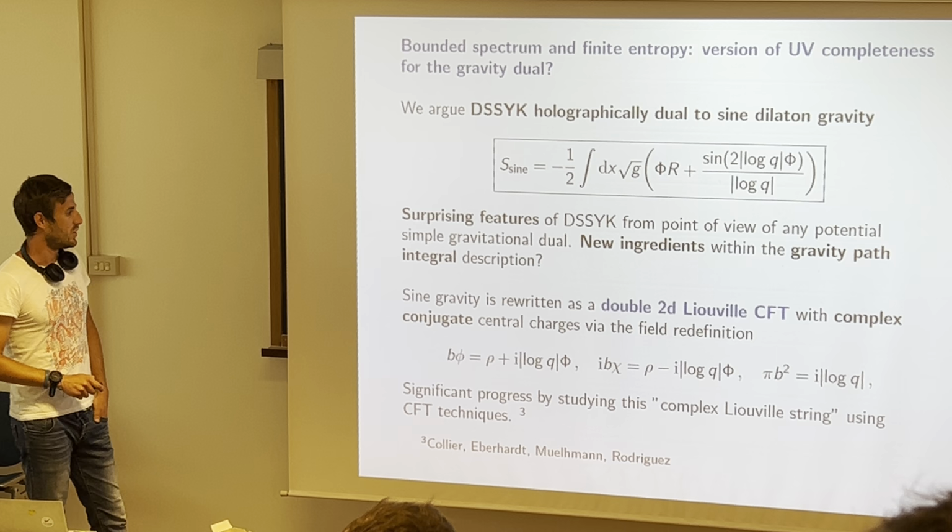The main idea of this talk and of this collection of papers is that we want to take DSSYK as some kind of source of inspiration, which can teach us some new rules about how quantum gravity should behave. So what are the features that a theory of gravity has to have in order to be UV complete in this sense? And we will see that we will need to insert new ingredients in the gravity description.